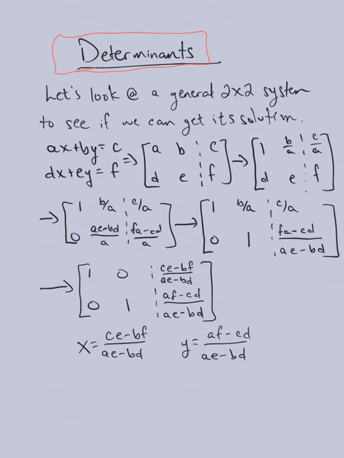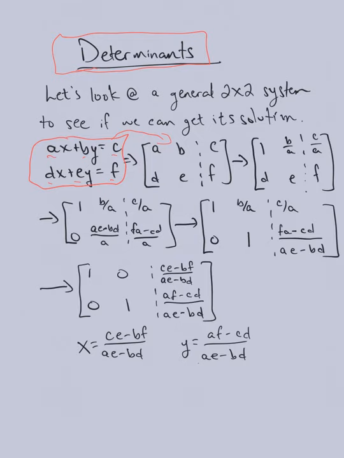But let's look at a general 2 by 2 system, okay? So I just have these coefficients, but I'm not going to give them numbers. I'm just going to call them A, B, C, D, E, and F. And I'm going to see if I can come up with the formula that will solve any 2 by 2 system. And so we could go through this just like we've been doing with matrix reduction. It's just we don't have actual numbers, so we're going to have to do a bunch of algebra.